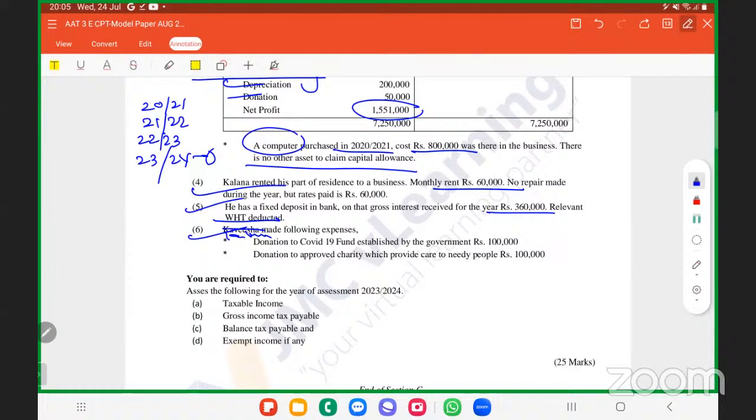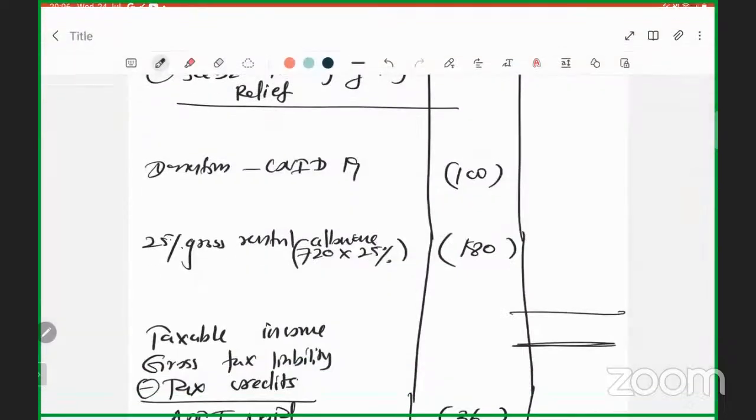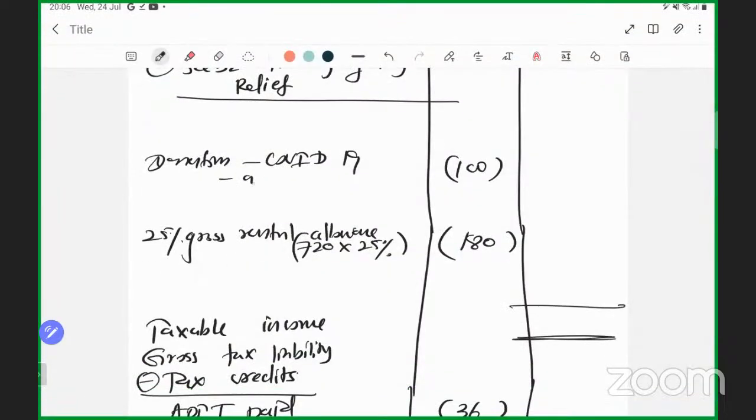Any funds established by the government or municipal council law, urban council law, regional decree, divisional secretary, whatever the way. So donation to approved charity to care for needy people is 100,000. For a donation to an approved charity in cash, there are restrictions. You can deduct only the lower value of cash allowed.